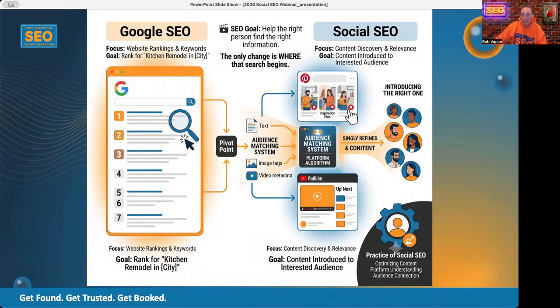And this is where social SEO comes in. It has nothing to do with going viral or chasing follower counts. It's the practice of helping platforms understand what your content is actually about so that they can connect that content to the right audience at the right moment. Google wants to surface the best website for a search. Social platforms want to surface the content they believe a specific person will find valuable. So it's the same underlying goal, just kind of a different system reading those signals.